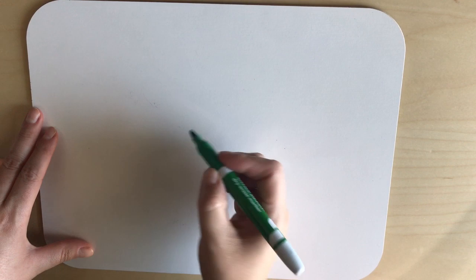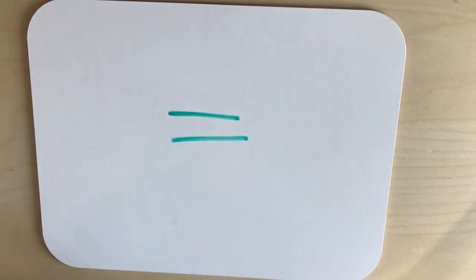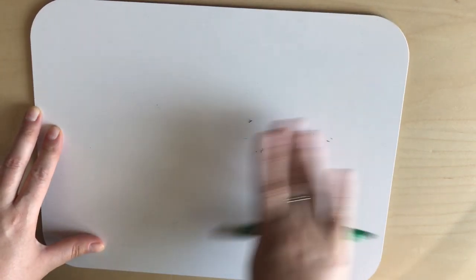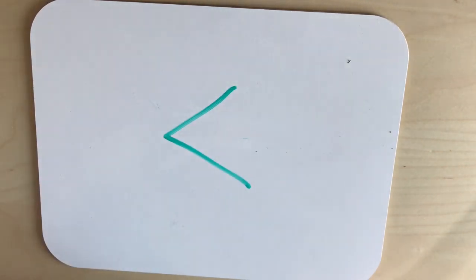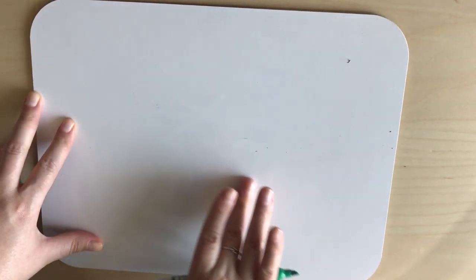What symbol is this? Equal to. And what symbol is this? Less than. So you have to be careful and you have to check which way the alligator mouth is pointing so that you name the correct symbol.